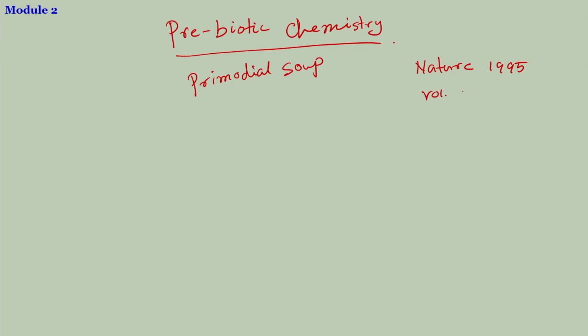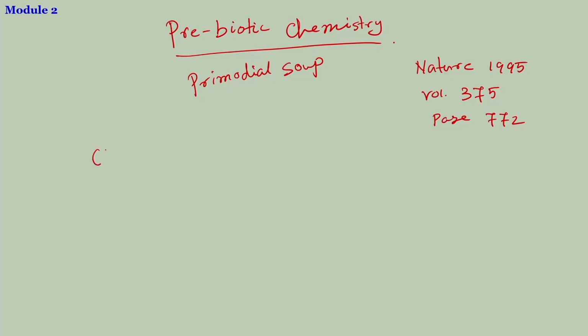This is the volume number, you can search for it, 375, and the page number is 772. That paper actually tried to understand how the nucleobases were synthesized, and they started with simple molecules.